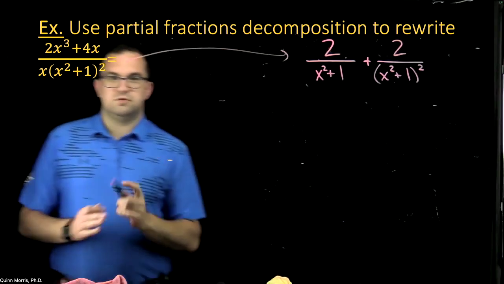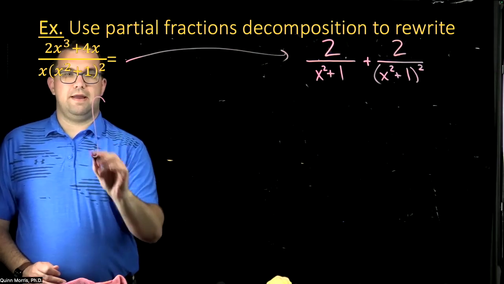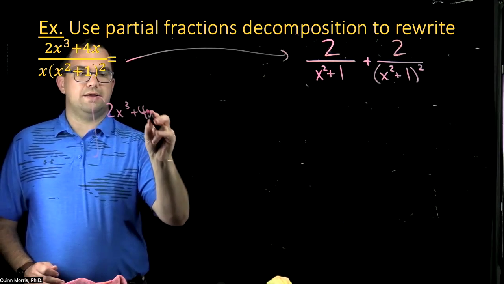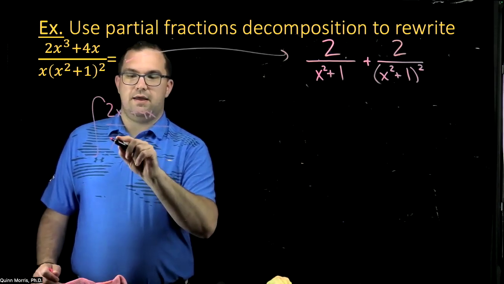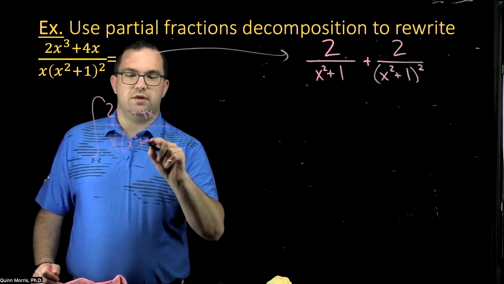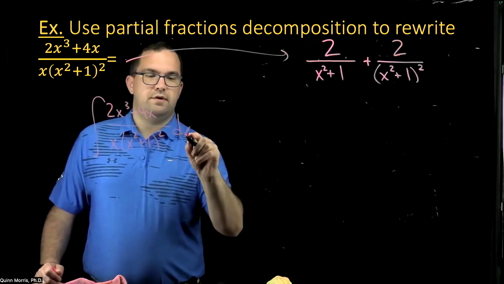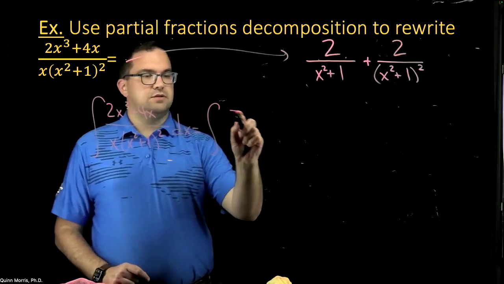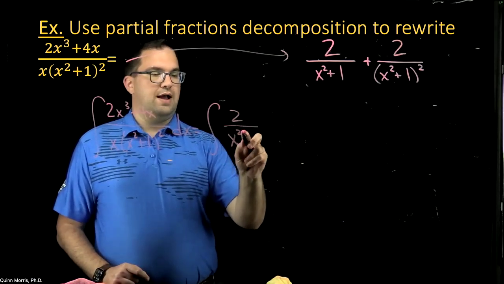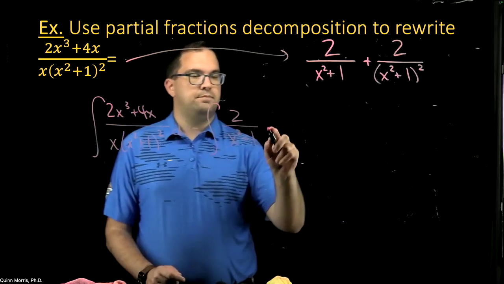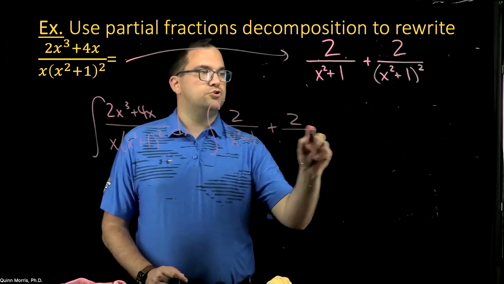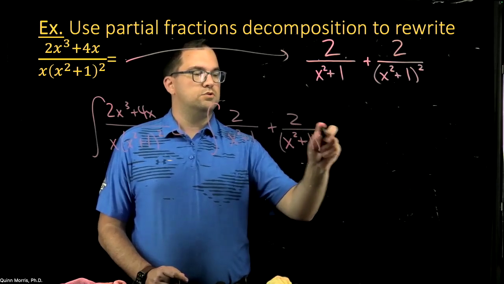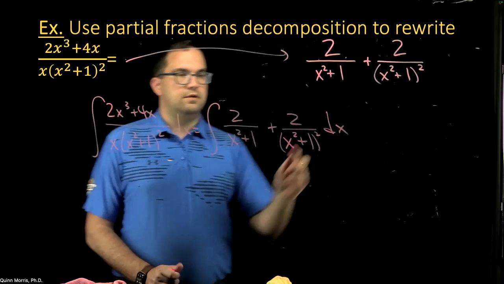So now if the problem became integrate 2x cubed plus 4x divided by x times x squared plus 1 squared, I've now done all the work to show that that integrand is actually the same as 2 over x squared plus 1 plus 2 over x squared plus 1 squared dx.